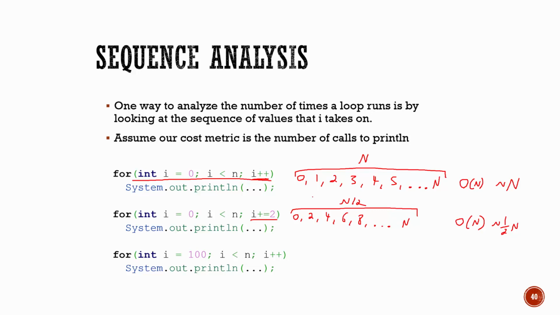Let's try another case here. Now I have i equals 100. So I'm going to change the starting position. In that case, again, I draw out my sequence. So I start with 100, 101, 102, 103, dot dot dot, up until n. I have the same ending place.